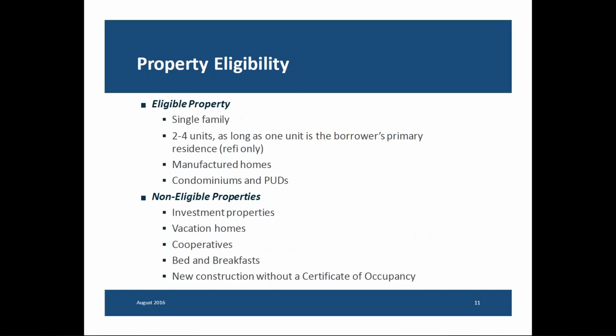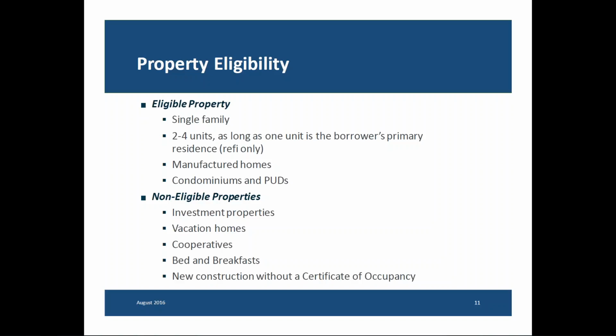Property eligibility. These are the properties that we lend on. Single family, 2 to 4 units, as long as 1 unit is the borrower's primary residence. And it says there refi only. There can be exceptions made on a purchase. We're particularly looking for whether they have a history of being a landlord. That's very important. Manufactured homes, condominiums, and PUDs, as long as they're FHA approved.